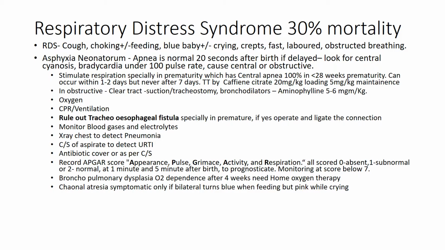Record Apgar score, which means appearance, pulse, grimace, activity, and respiration. All are scored. 0 means absent, 1 means subnormal, 2 means normal. And this has to be done at 1 minute and 5 minutes after birth to prognosticate. Monitoring has to be done at score below 7.